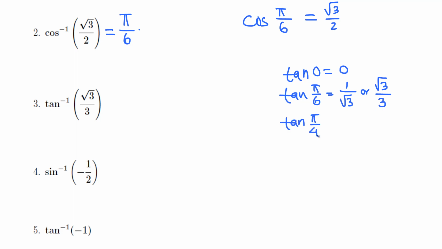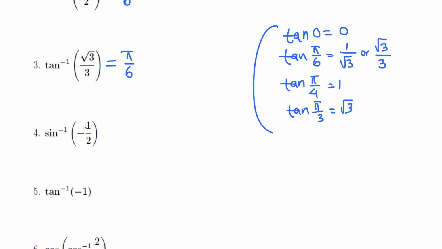Tangent of pi over 4 is 1. And tangent of pi over 3 is root 3. Tangent of pi over 2 is undefined. So you might want to memorize these four. Okay. So tangent inverse of root 3 over 3 is just pi over 6.